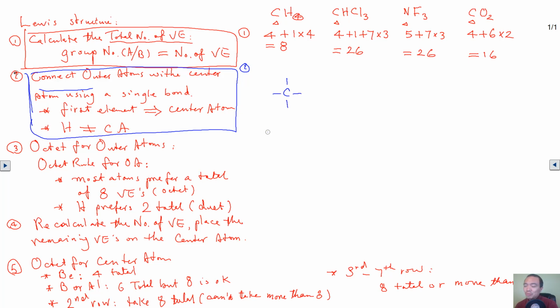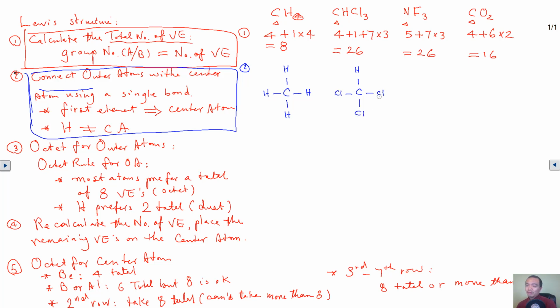And they are connected to outer atoms, hydrogen. For the second structure, CHCl3, chloroform, we can do this in similar fashion. Carbon is the center atom, and it's connected to the 4 other atoms using a single bond. So you can put hydrogen anywhere. So you have chlorine, chlorine, chlorine.